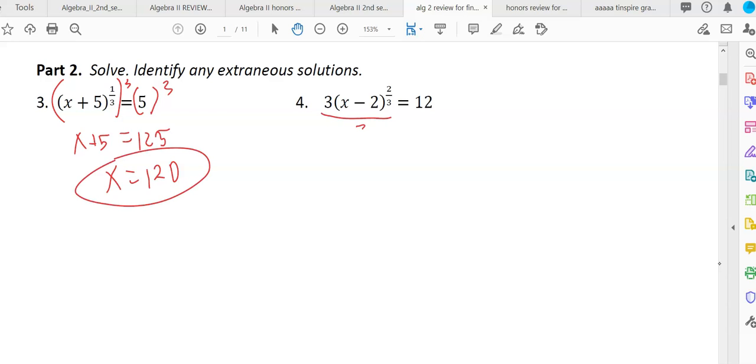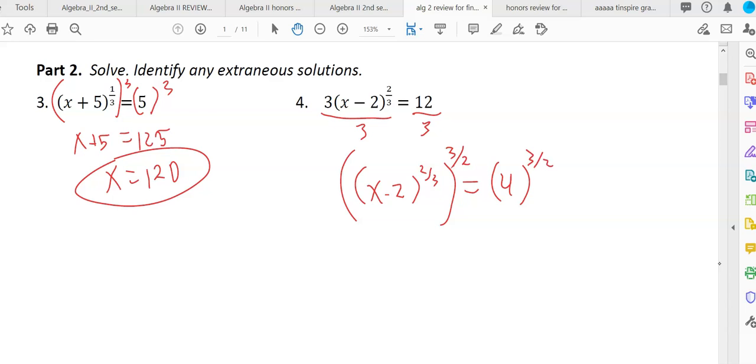This one, let's divide by 3 first. So we get x minus 2 to the 2/3 equals 4. We put both sides to the reciprocal power, so to the 3/2 power. So this is just x minus 2. That's so nice. This is the square root of 4, which is 2. So 2 to the 3rd, which is 8.